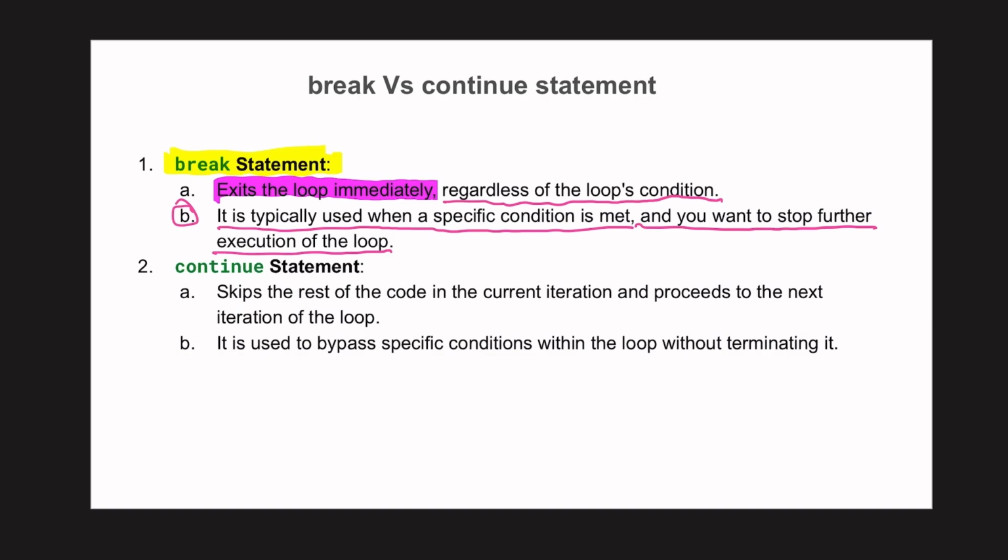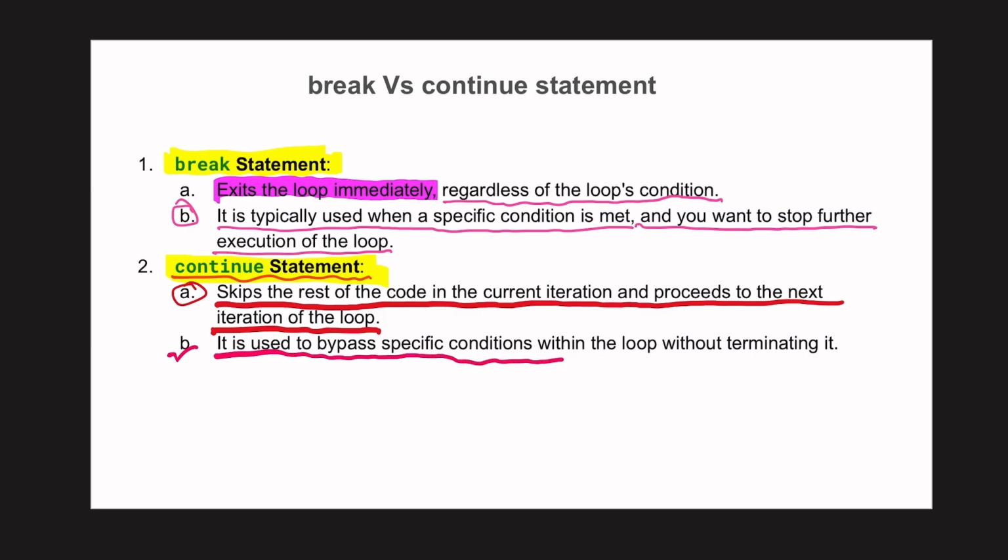Okay, let's understand the continue statement. Let me change the color. Okay, now we are discussing the continue statement. It skips the rest of the code in the current iteration and proceeds to the next iteration of the loop. And the second piece of information about the continue statement is that it is used to bypass a specific condition within the loop without terminating it. So now we know 2 points about the break statement and 2 points about the continue statement. This is enough information to solve this type of MCQ question.